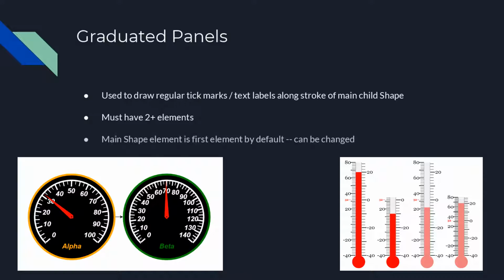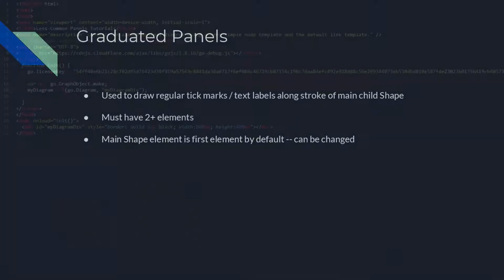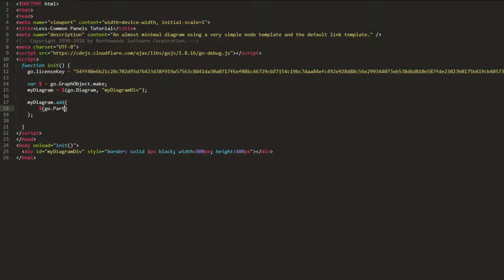By default, the main shape element will be the first element of the panel. This can be changed by setting the isPanelMain property to be true on an element inside the graduated panel. Any shape, including custom geometries, can be used as the main shape or as a tick mark shape of a graduated panel. Let's start with an empty graduated panel.